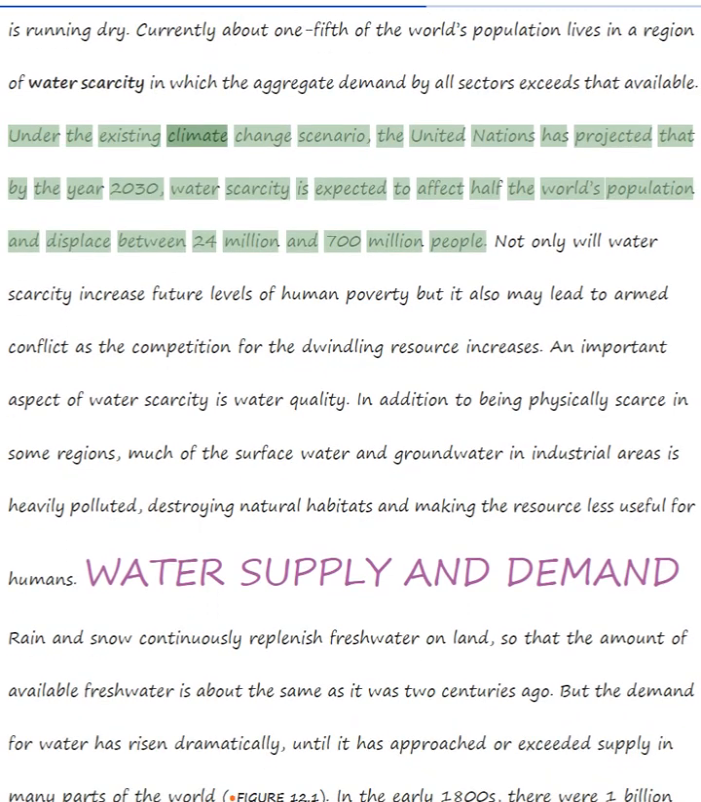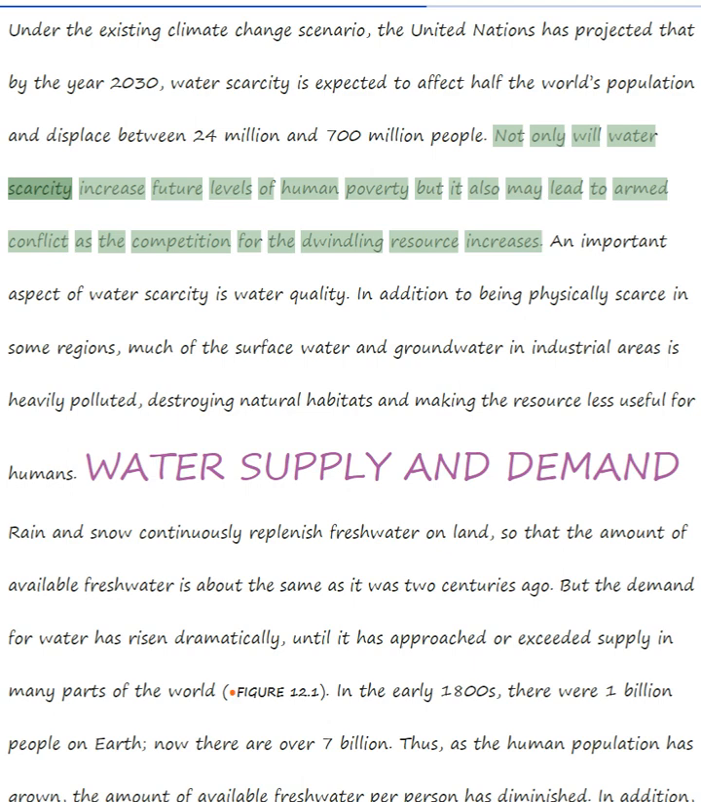Under the existing climate change scenario, the United Nations has projected that by the year 2030, water scarcity is expected to affect half the world's population and displace between 24 million and 700 million people. Not only will water scarcity increase future levels of human poverty, but it also may lead to armed conflict as the competition for the dwindling resource increases.